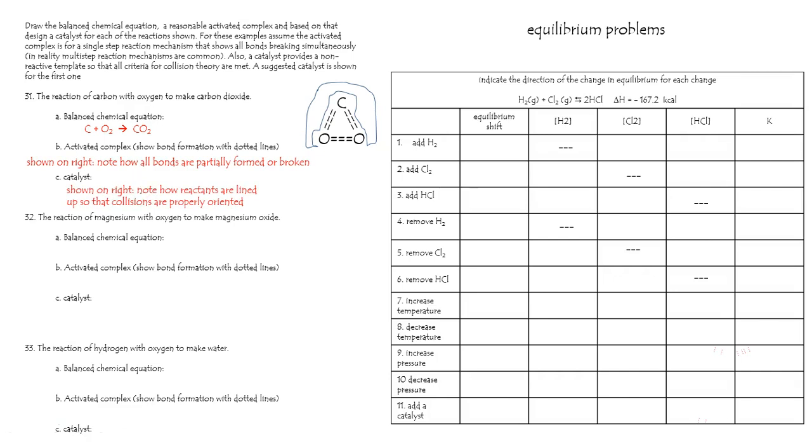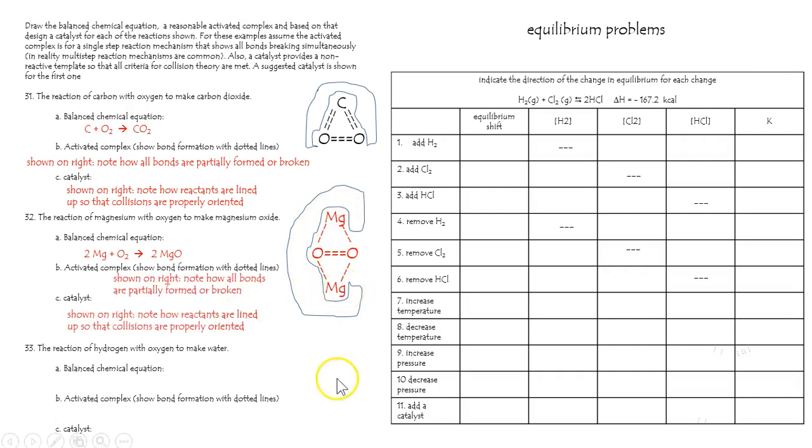For 32, it's magnesium with oxygen to make magnesium oxide, but in this case, the balanced chemical equation is 2:1:2. In these cases, it's a good idea to put the thing that only is one of in the middle, in this case oxygen, since there will be no magnesium to magnesium bonds making or breaking. Break those oxygen double bonds, make all those magnesium to oxygen ionic bonds, and you have yourself an activated complex, and perhaps the catalyst would have a shape like that.